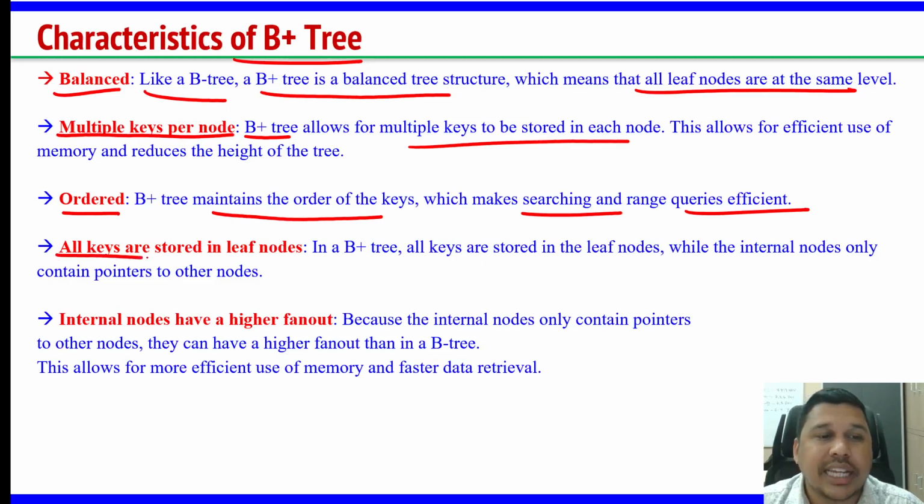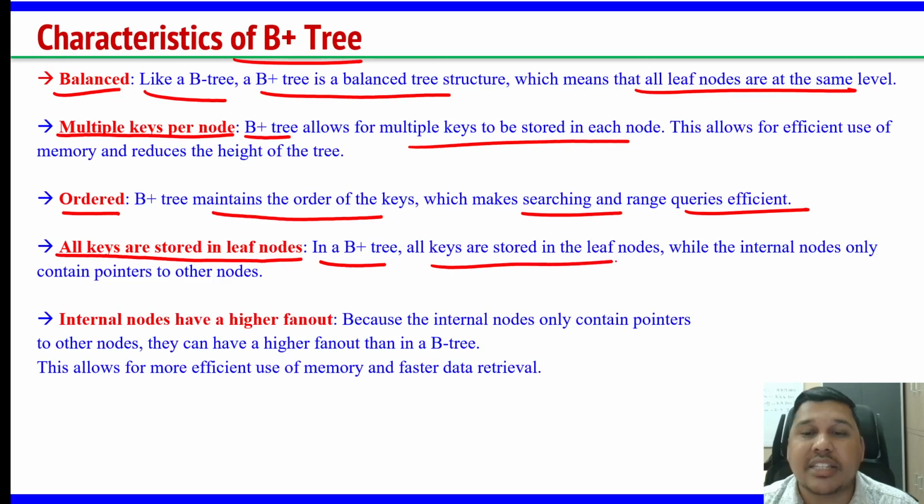Next, all keys are stored in leaf nodes only. In B plus tree, all keys are stored in leaf nodes only, while the internal nodes only contain pointers to other nodes. The elements are there only at the leaf nodes.